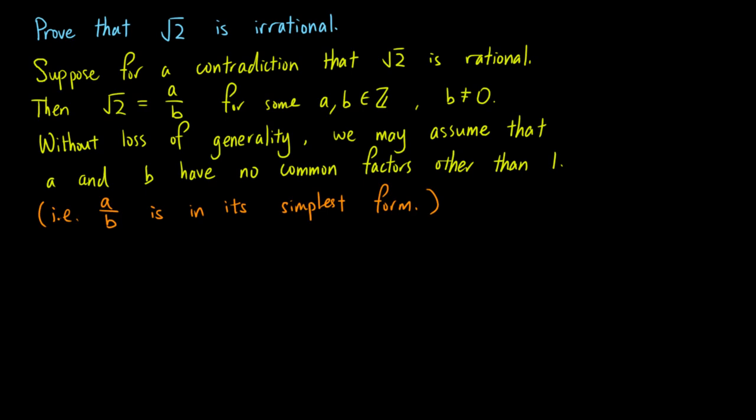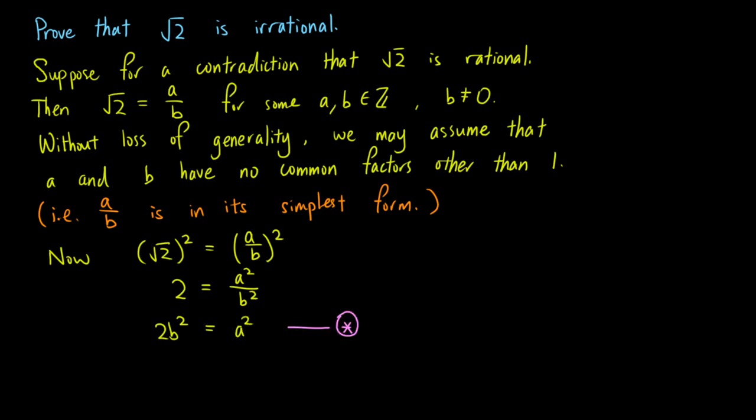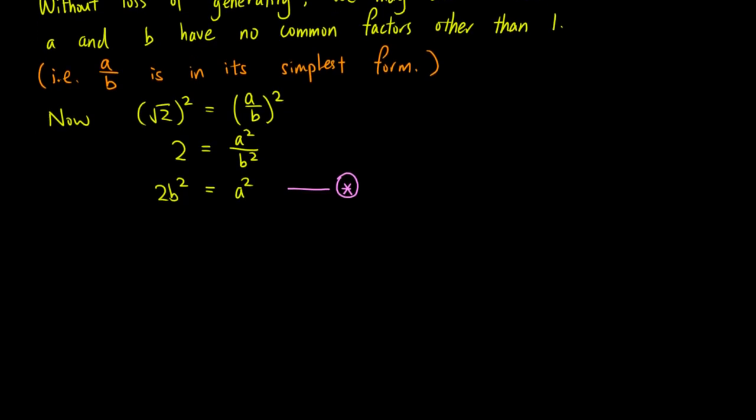We can do this without loss of generality, because we can always reduce a fraction to its simplest form by dividing its numerator and denominator by the highest common factor. Now, square both sides to get the square of square root of 2 equals the square of a over b. So 2 equals a squared over b squared, or 2b squared equals a squared. Let's label this equation as star.